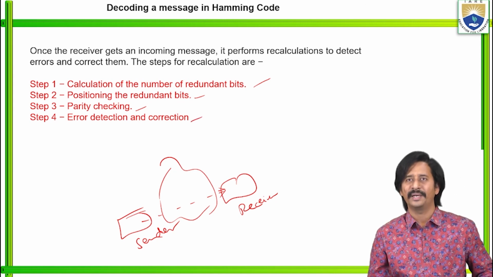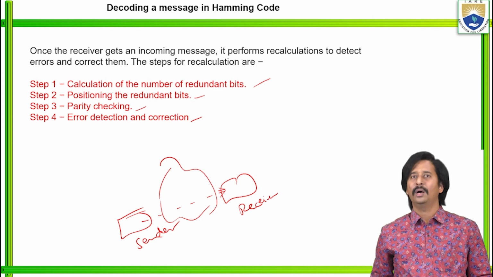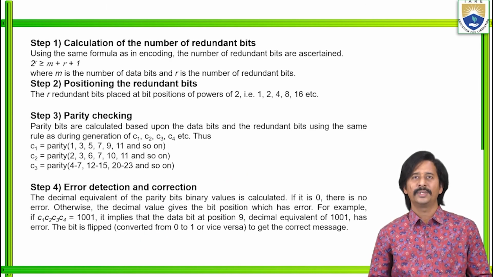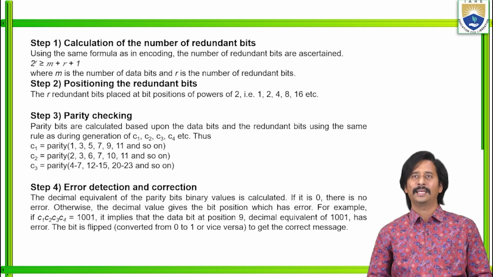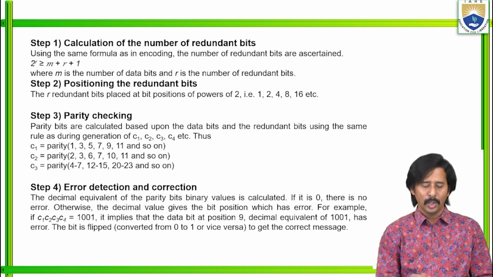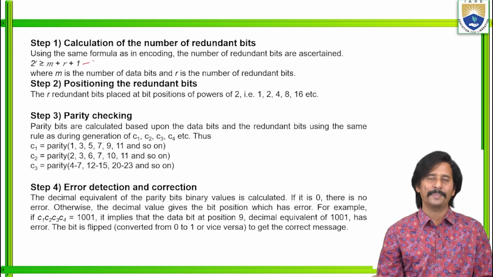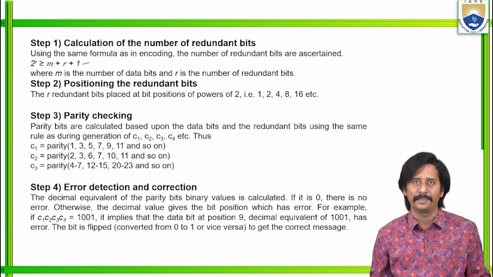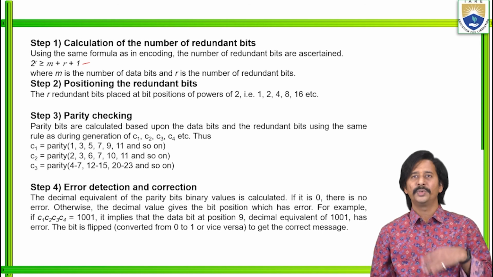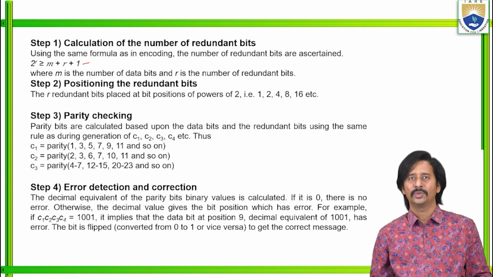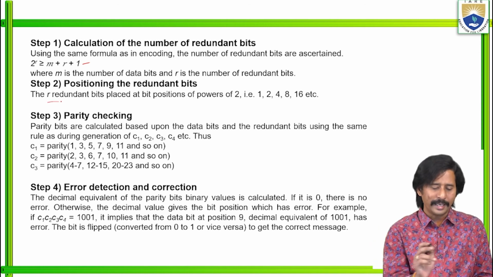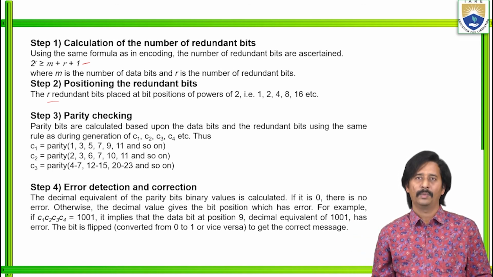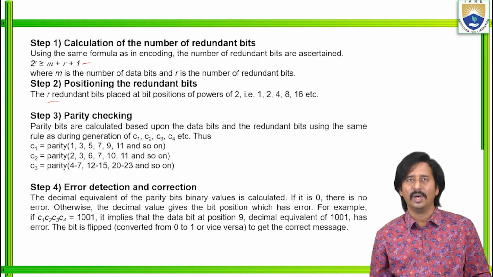Calculation of number of redundant bits. Right. So we know how we need to calculate the number of redundant bits. See, using the same formula as in encoding, the number of redundant bits are 2 power r is greater than or equal to m plus r plus 1. M is the number of data bits and r is the number of redundant bits. Similarly, step 2, positioning the redundant bits. So the r redundant bits placed at bit positions of powers 2 power 1, 2 power 2, 2 power 3, 2 power 4 and so on.